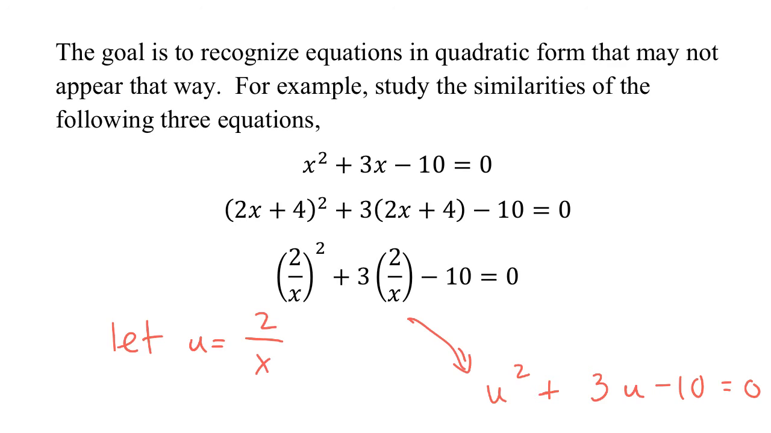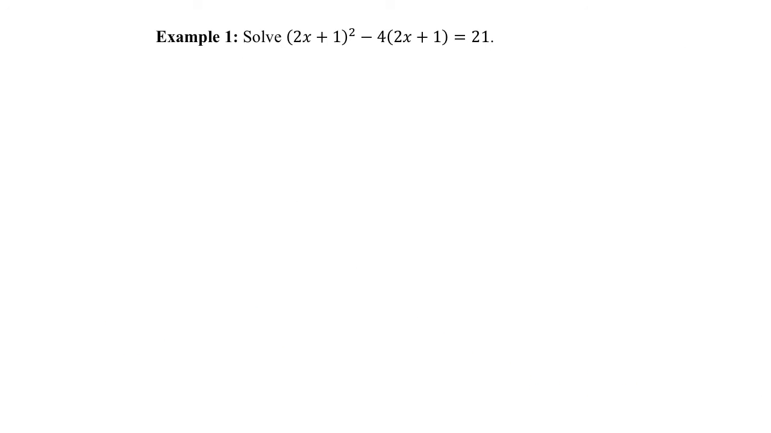And once you get u, say u is 7, plug a 7 in right here. If that's a 7 and you want x, just flip-flop these. x becomes 2 over 7. So whatever u is goes back into your let statement to get x. So let's see this actually worked out. Let's look at the example to do this.